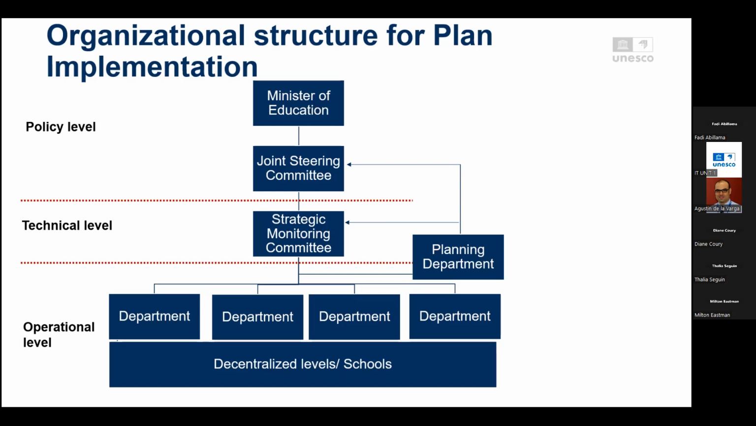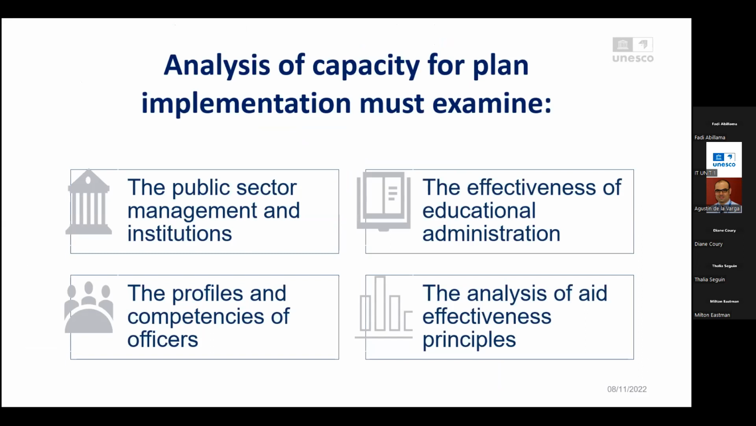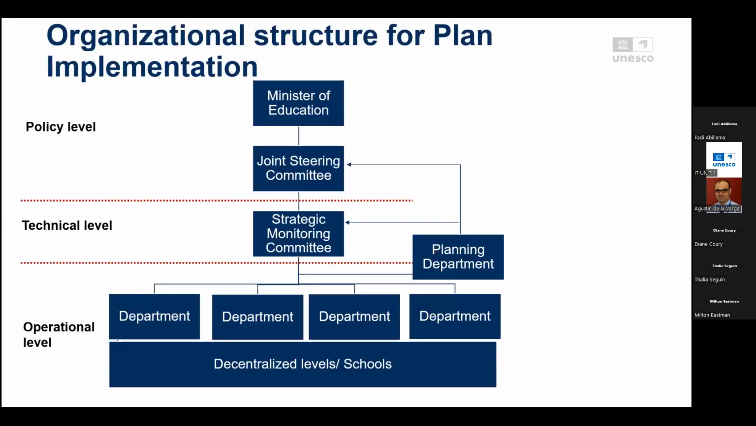Moving to the policy level, you will have the joint steering committee that was created during the plan preparation and should be maintained for plan implementation. This committee will be in charge of linking the different mechanisms between the ministry and line ministries, as well as major development partners, and it will advise the minister on major policy decisions to be taken at different moments, especially during annual reviews, but also the midterm and final reviews.